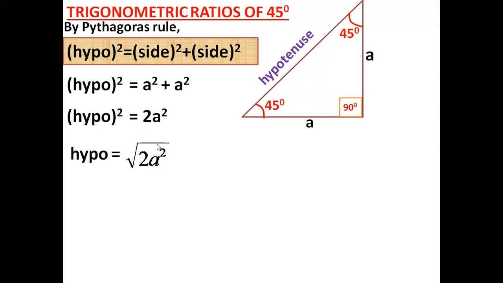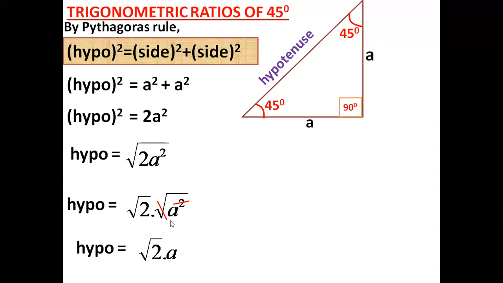This square root is applied to this 2 and this A square also. So hypotenuse is equal to square root 2 into square root of A square. Here the square root gets cancelled. Hypotenuse is equal to root 2 into A. So what is the hypotenuse value? Root 2 into A. Write here in the figure in place of hypotenuse, root 2A. Hypotenuse value is root 2A.